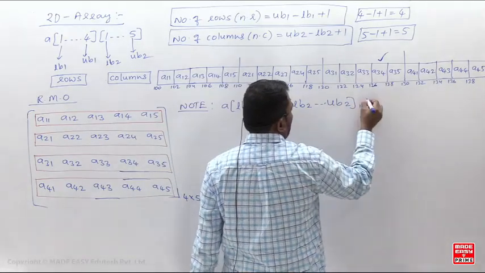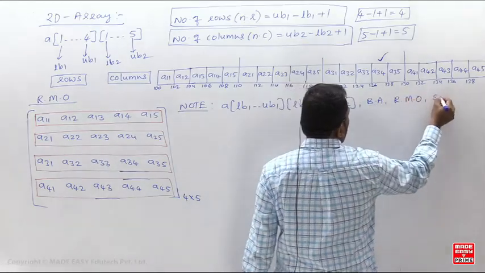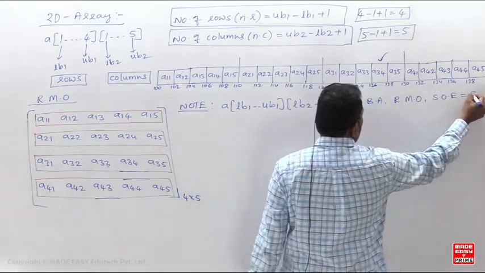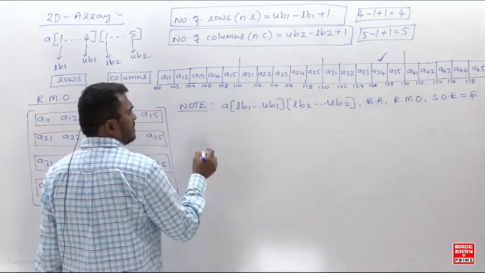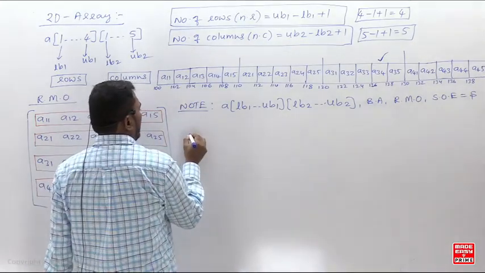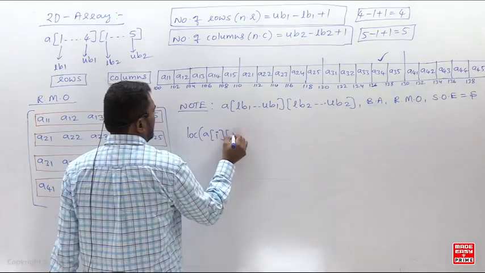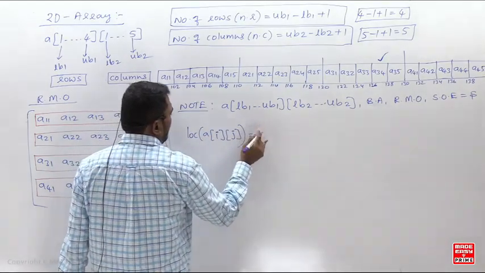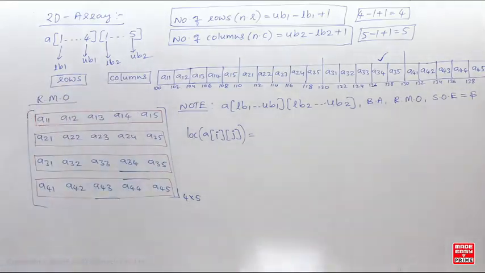Okay, base address BA, row major order, size of the element is S. So now the location of A of IJ. Write down the formula.